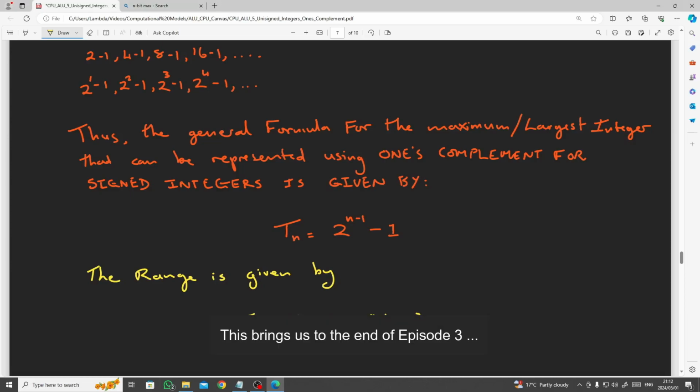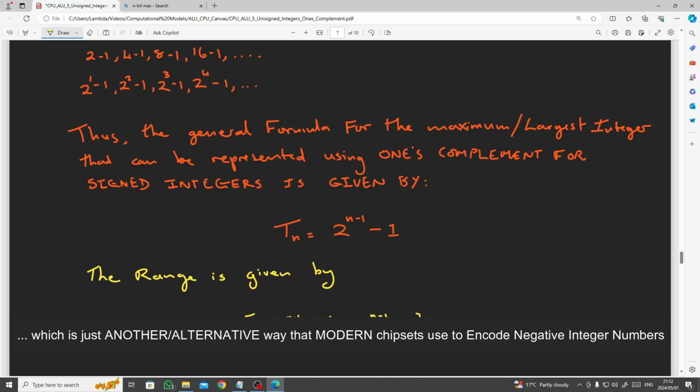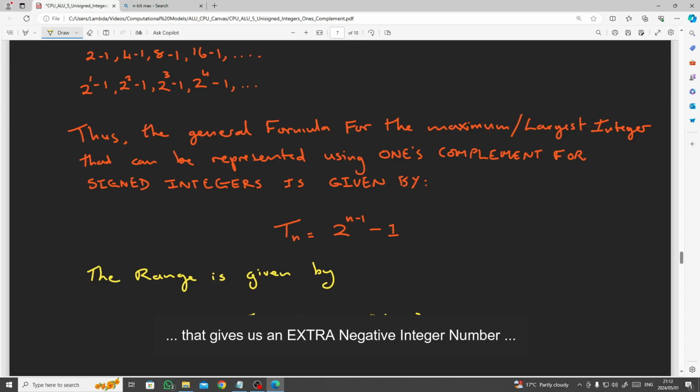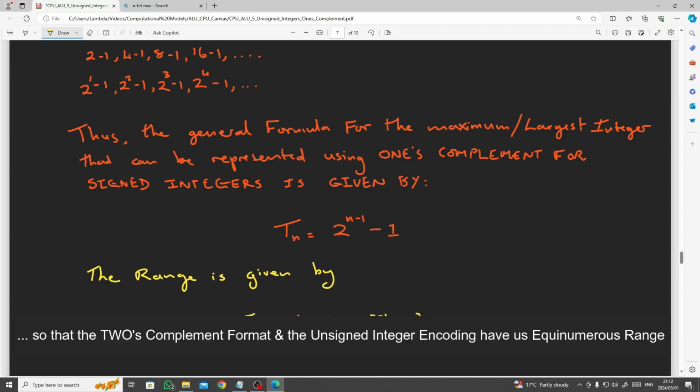This brings us to the conclusion of episode 3. In the next episode 4, we will talk more about 2's complement format, which is just another alternative way that modern chipsets encode negative integers that gives us an extra negative so that the 2's complement and unsigned integer format have equinumerous range.